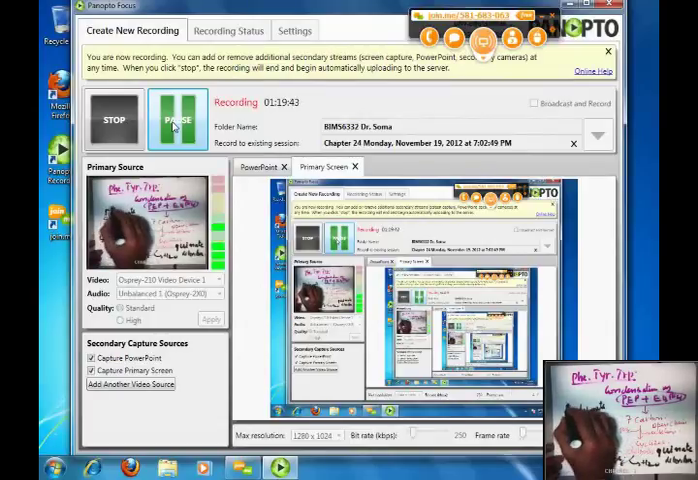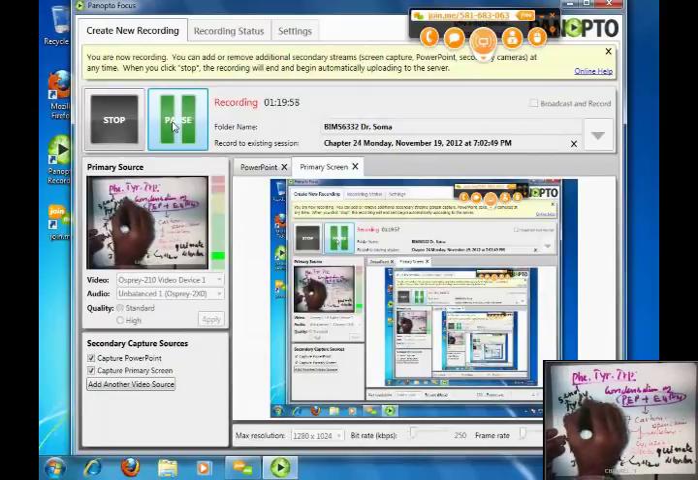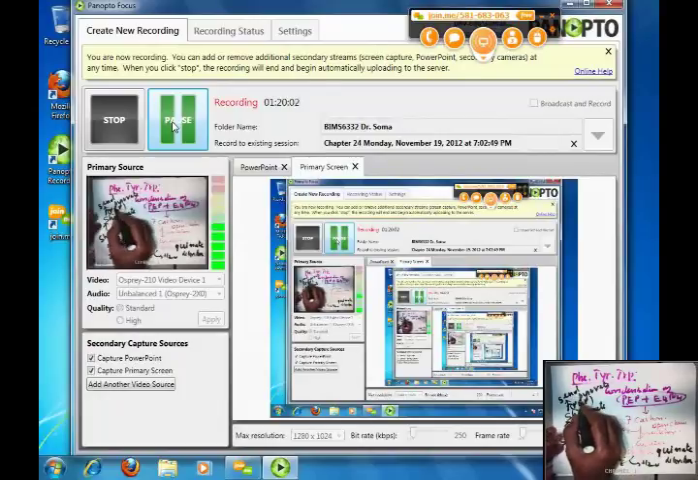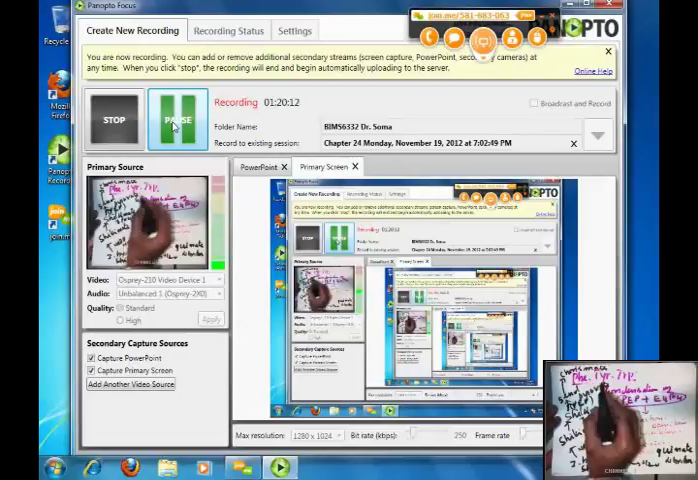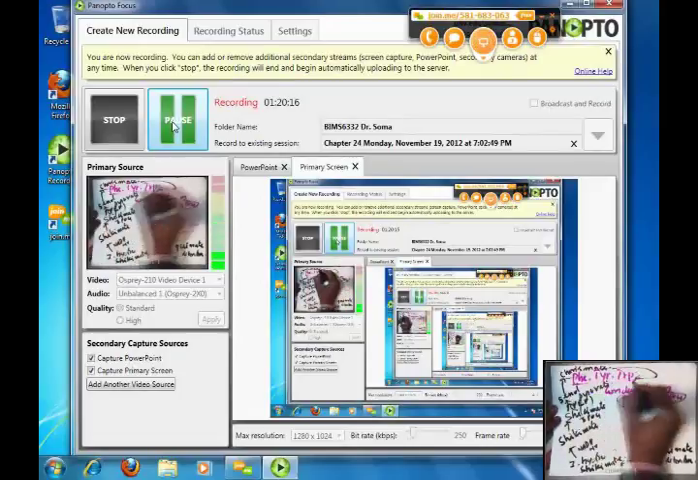This shikimate phosphate reacts with phosphoenol pyruvate again, and it will produce the 5-enol pyruvate intermediate, and this will produce chorismate, C-H-O-R-I-S-M-A-T-E. This chorismate is the common precursor for phenylalanine, tyrosine and tryptophan.